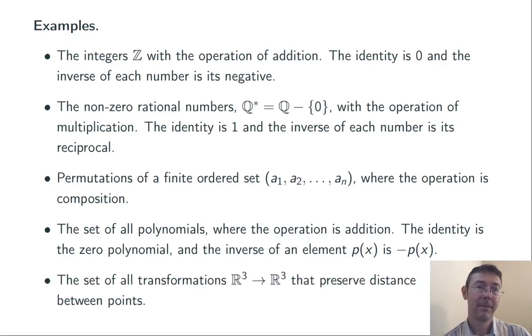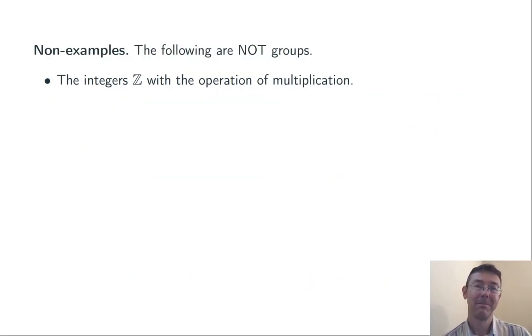Finally, the set of all transformations of Euclidean 3-space that preserve distance between points, so-called isometries. So here again, the operation will be composition. The identity will be the transformation that doesn't move any points at all. The inverse of a transformation is just going to be the transformation that moves the points back, and so on.